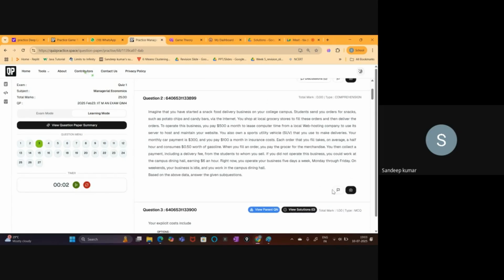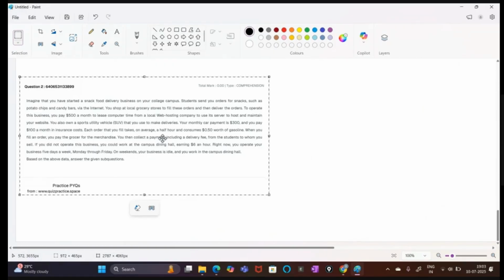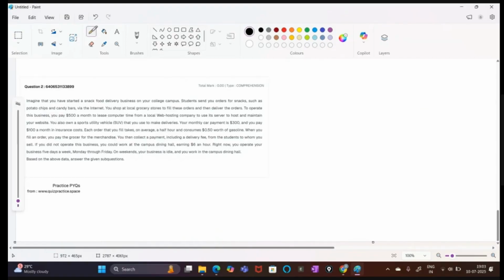What I'll do is first copy it and paste it on Paint so that I can draw everything. We have to read this question carefully and observe which one is the explicit cost and which is the implicit cost. First, I want to show the definition of explicit and implicit cost. So let me show.